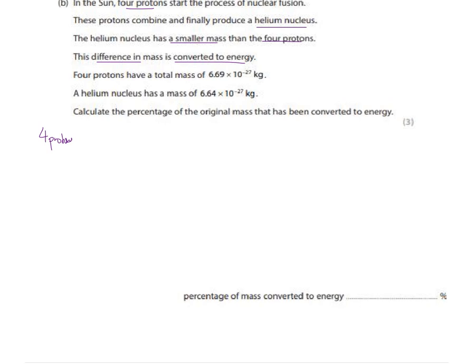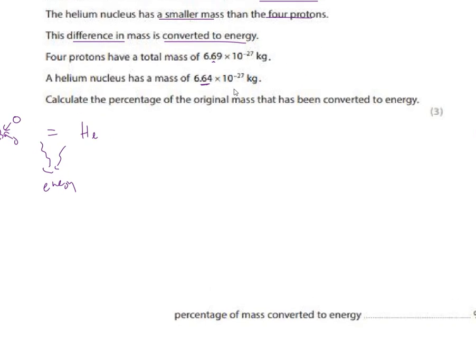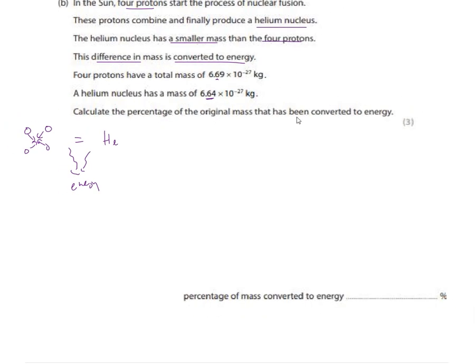When they fuse together, we eventually get helium. The mass of the helium, you can actually see, is less: 6.4 compared to 6.9. So there's a missing part, and that missing part has gone into energy. Now the question is, calculate the percentage of the original mass that has been converted into energy.